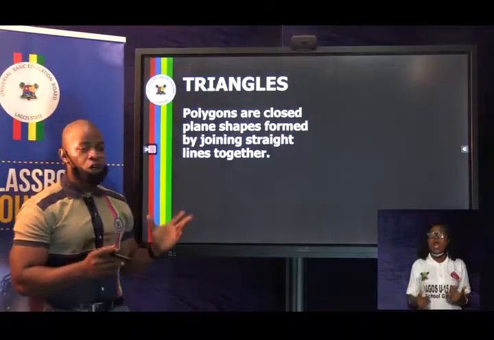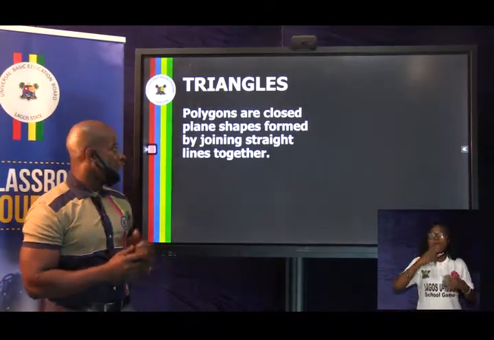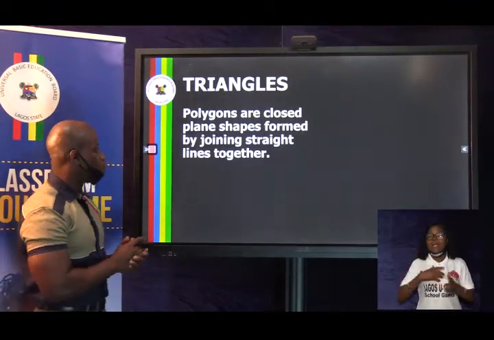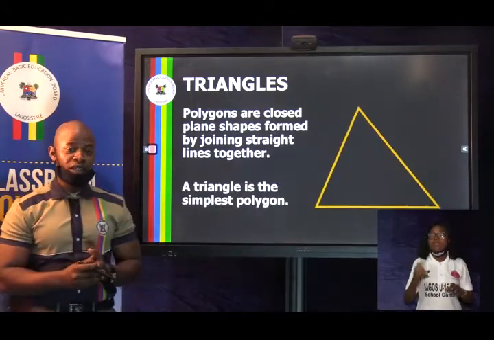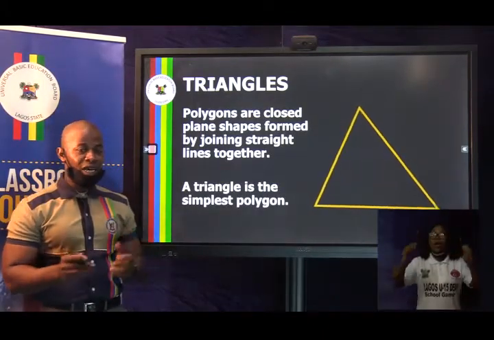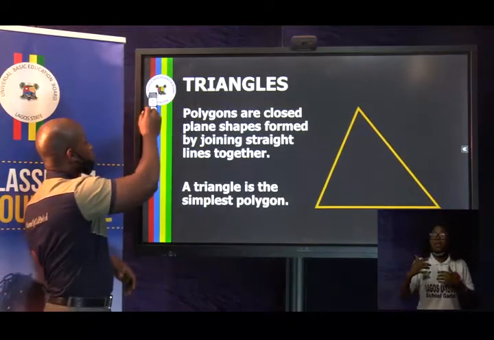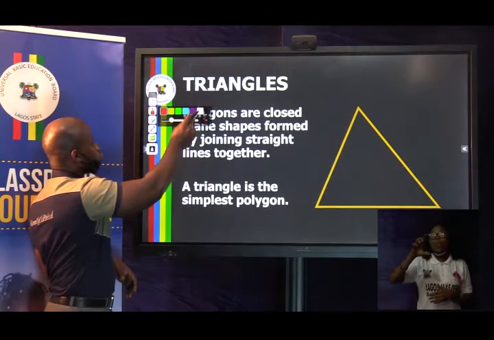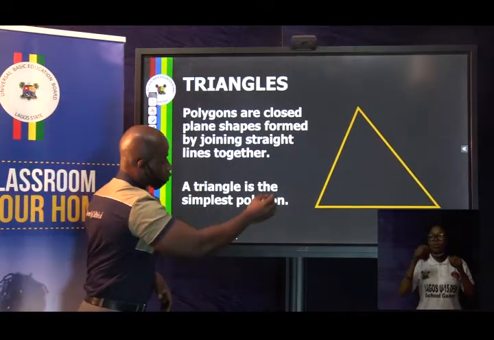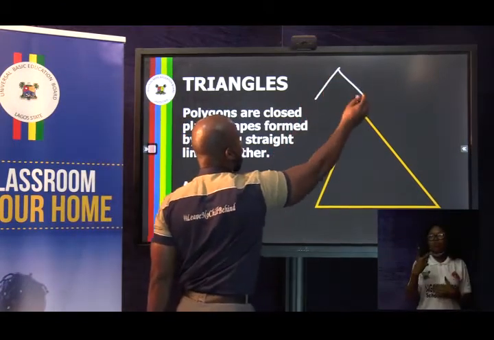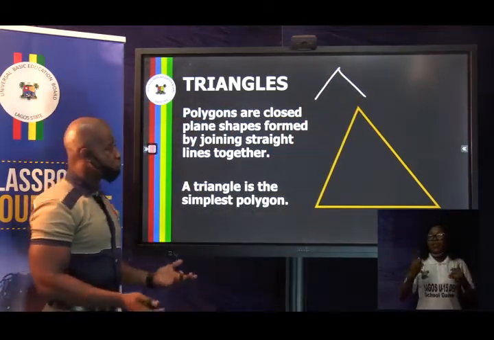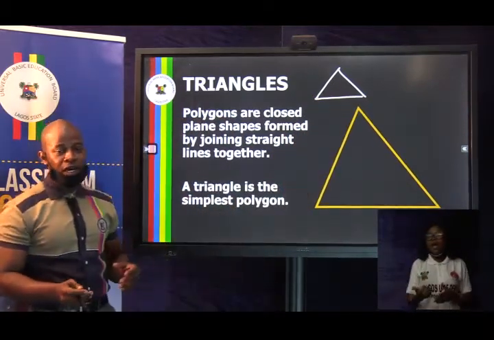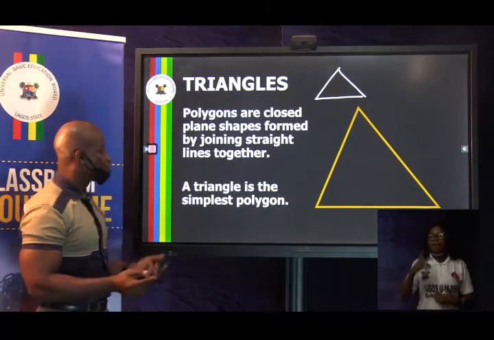Now, polygons we have discussed in our previous lessons are plane shapes that have straight sides, and these sides are closed. Now, the simplest polygon you will ever get is a triangle. It has three sides. A triangle is the simplest polygon because it's not possible for you to have two straight lines and close it. It will not give you a plane shape. So the simplest you will get will be to add a third side and it will close up. So any shape that has three straight sides is what you call a triangle.